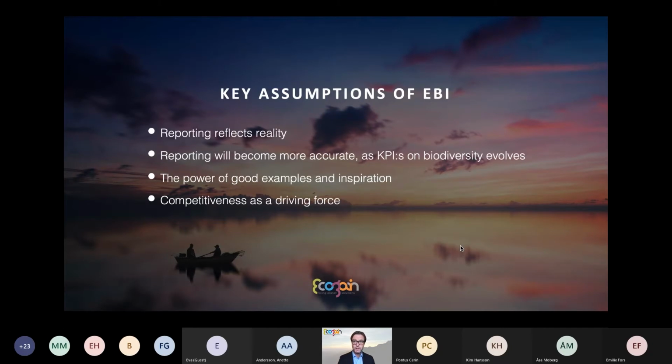And there we have the second bullet: reporting will become more accurate over time as KPIs on biodiversity evolve. I would say that one of the biggest reasons why EBI has grown so big is that we don't have the measurability or the KPIs today. So EBI is kind of a substitute for true KPIs, I would say.